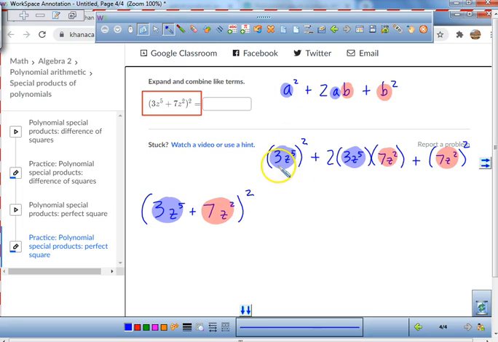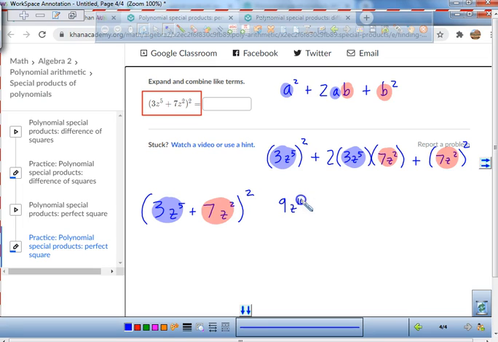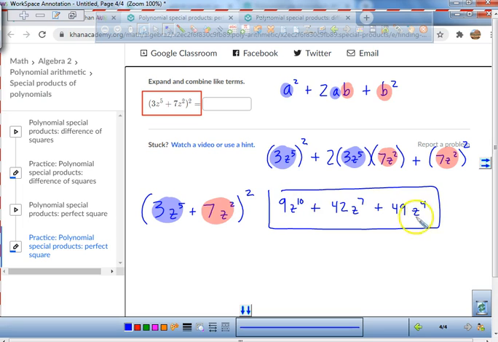So in my head, I'm thinking 3 times 3 is 9. z to the power of 5 times z to the power of 5 is z to the power of 10. Okay? Plus 2 times 3, which is 6. 6 times 7 is 42. z to the power of 7, because 5 plus 2 is 7, plus 49 z to the power of 4. This is what I'm going to type in.